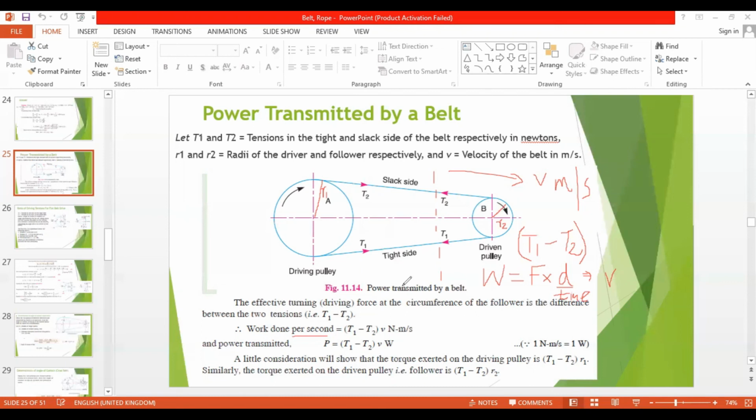A little consideration will show that the torque exerted on the driving pulley is T1 minus T2 into R1. Similarly, the torque exerted on the driven pulley is T1 minus T2 into R2. We know torque is equal to force into radius. So the resultant force T1 minus T2 into the radius, R1 for the driver pulley and R2 for the driven pulley, is the torque exerted. Power is T1 minus T2 into V, and torque is T1 minus T2 into R. So this is the formula for the power transmitted by a belt.